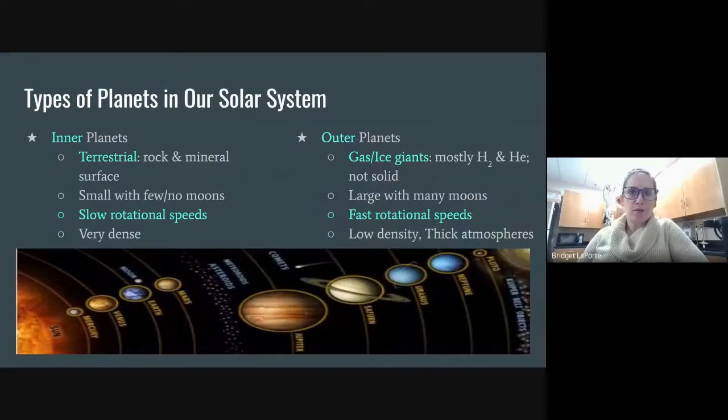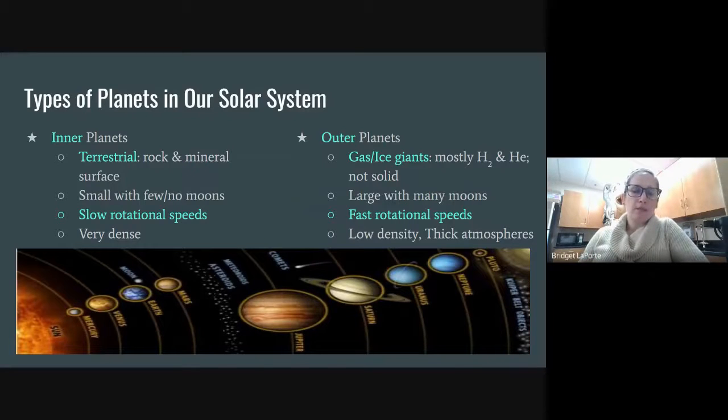All right, so in our solar system, we have two categories of planets. Our inner planets are in the category of terrestrial, and that means that they are primarily rocky or mineral based. And then our outer planets are in the category of giants. They're either gas giants, we have two of those, or they're ice giants, and we have two of those.